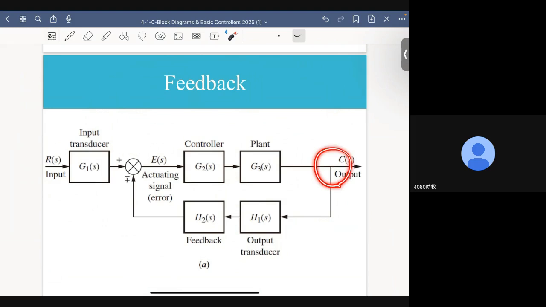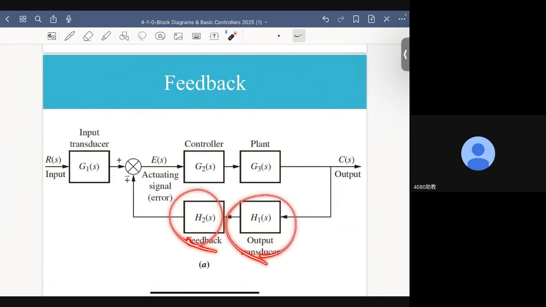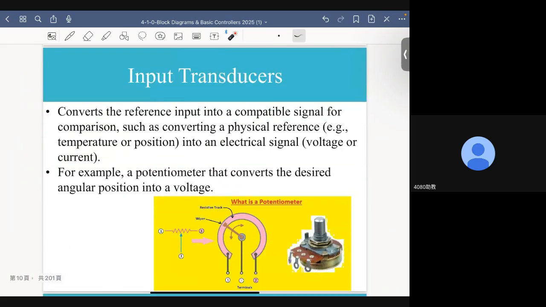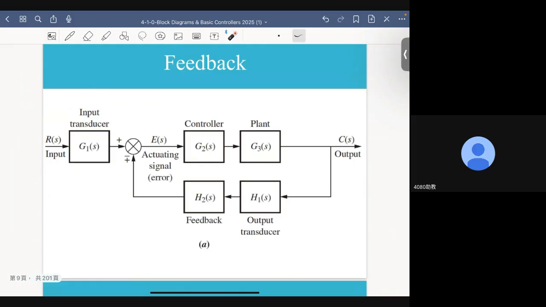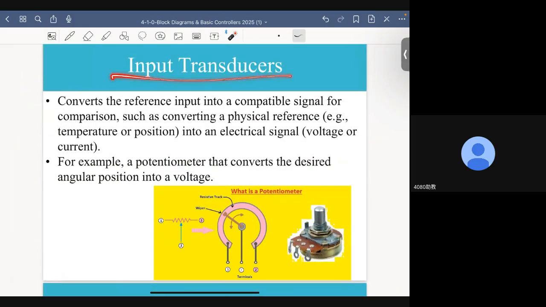And here we have an output, and you need an output transducer to measure the output and then send it to the feedback loop. Here, the feedback represents a transfer function subsystem to process the measured output. Let me make more remarks about input and output transducers. The first thing we want to study here is input transducers.